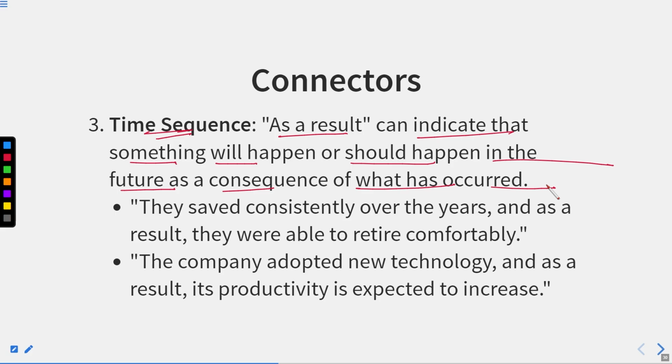They saved consistently over the years, and as a result, they were able to retire comfortably. Okay, so they saved consistently over the years. It means for many years they have been saving, and that is why they were able to retire comfortably. It means after retirement, their future is, you can say, comfortable. The company adopted new technology, and as a result, its productivity is expected to increase in future.